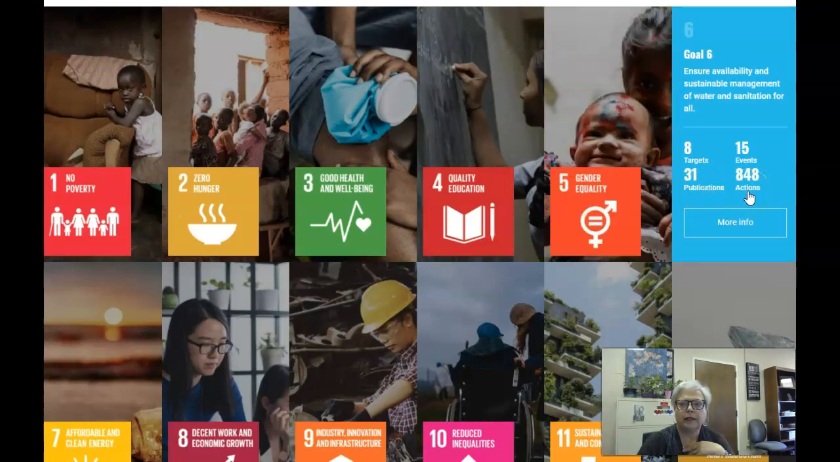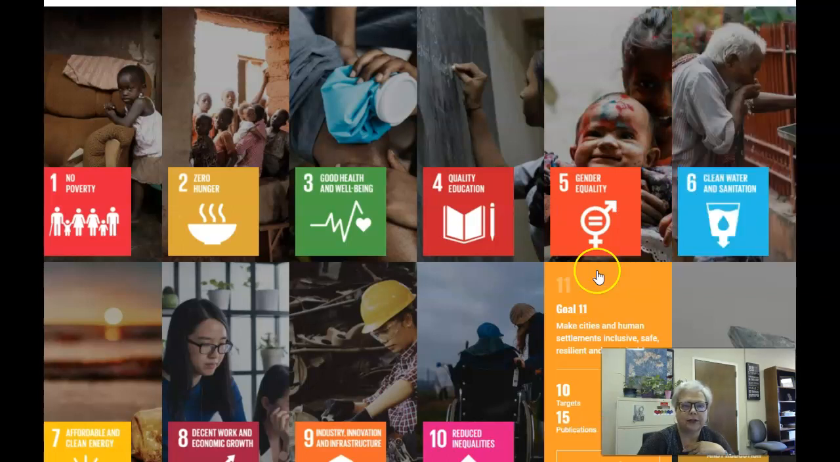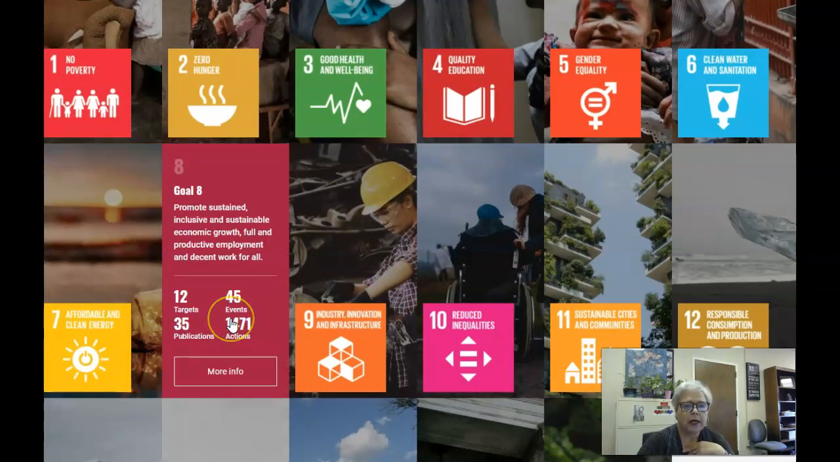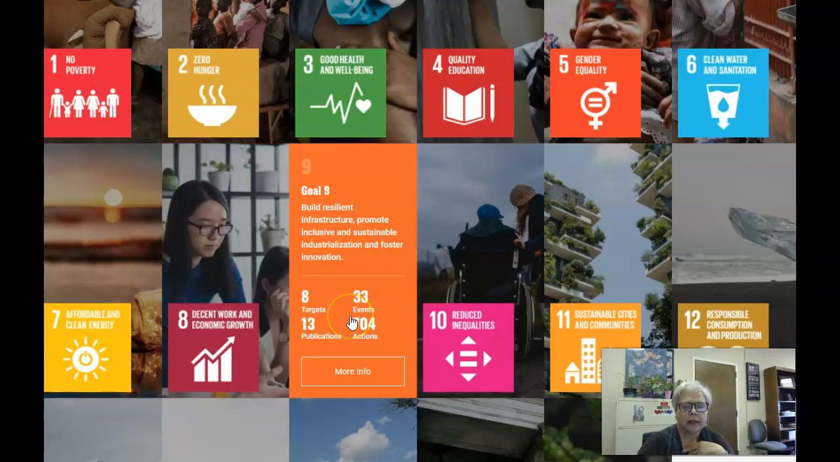Goal 6, ensure availability and sustainable management of water and sanitation for all. Goal 7, ensure access to affordable, reliable, sustainable, and modern energy for all. Goal 8, promote sustained, inclusive, and sustainable economic growth, full and productive employment, and decent work for all. Number 9, build resilient infrastructure, promote inclusive and sustainable industrialization, and foster innovation.